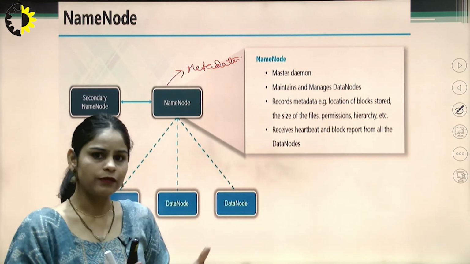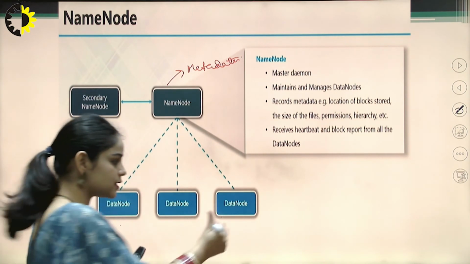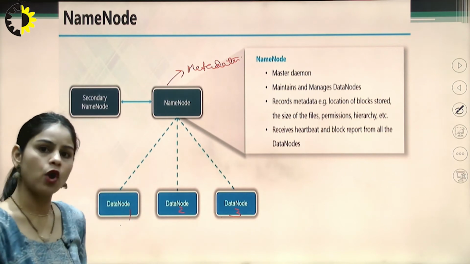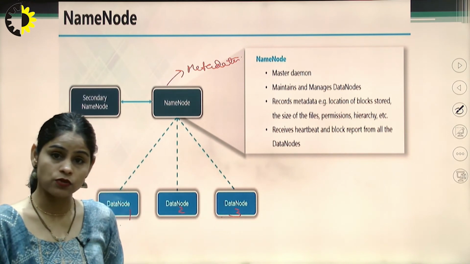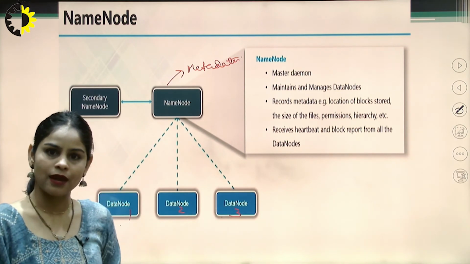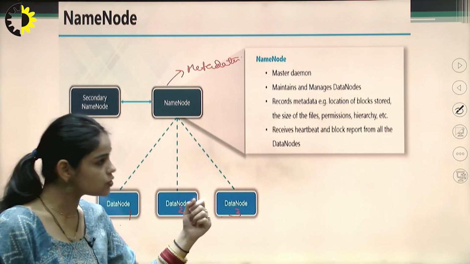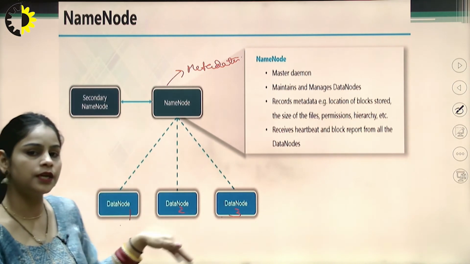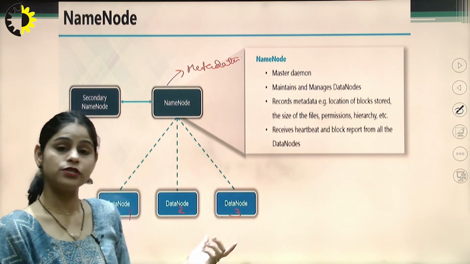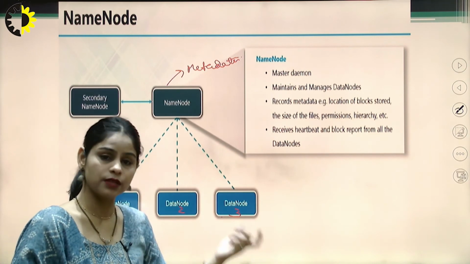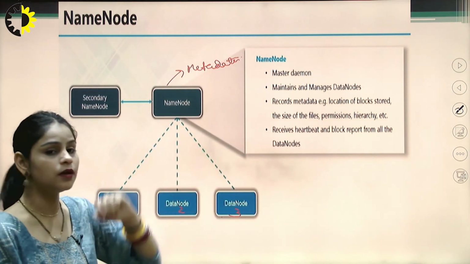For example, what will be the metadata in this? It might be how many blocks are stored in data node 3, let's say. This is 3, this is 2 and this is 1. So how many data blocks are stored in data nodes? What is the size of each data block that has been stored? When was the data block updated last time? When was this data block dumped in this data node? What is the location of that particular data block? Whether it is in data node 3, data node 2, data node 1, right? What is the size of that file? What are the permissions? If you want to access a file, whether you have the permission for that particular data block or not, right? Such things are maintained in the name node.